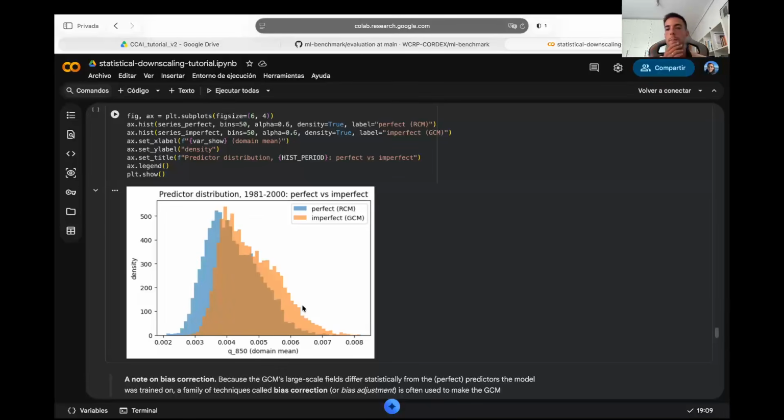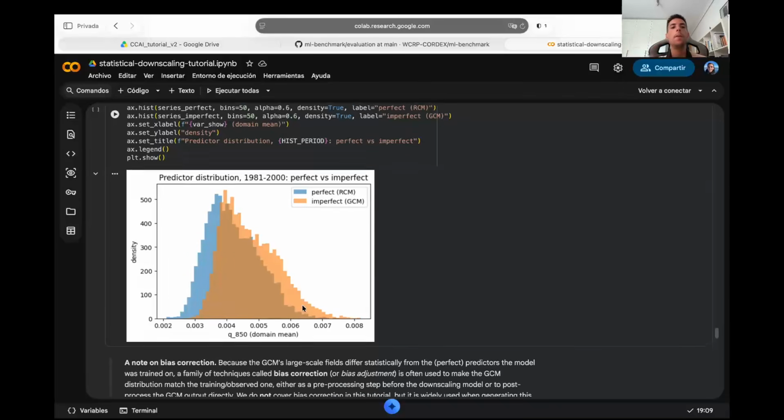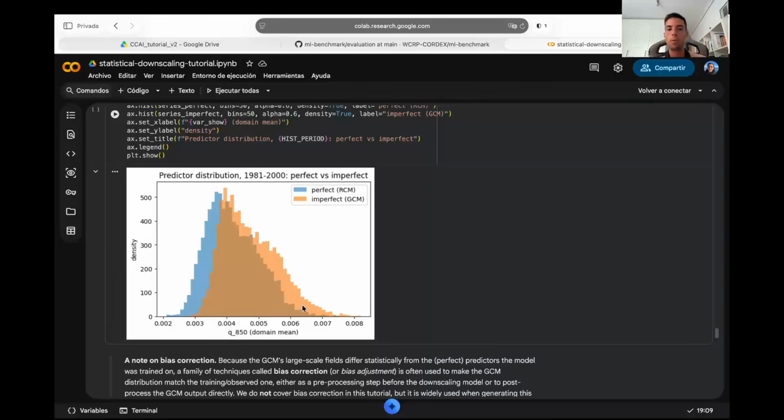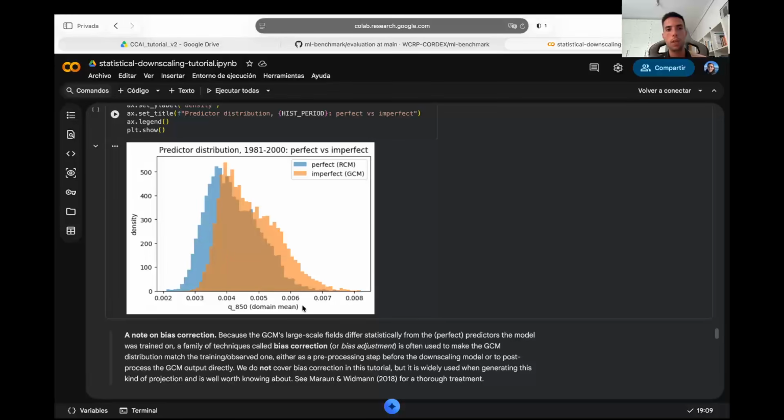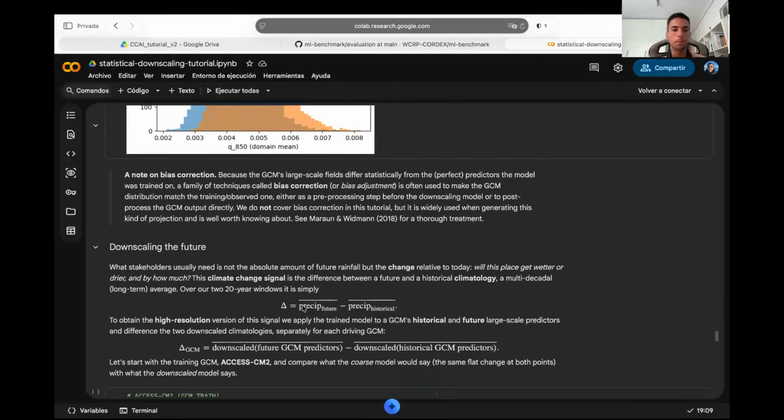And actually, this is, I would say, one of the most important challenges that we are facing when working with deep learning models for statistical downscaling. But again, you have more details of this problem and potential solutions that are being explored in the notebook, in case you want to get into the details.